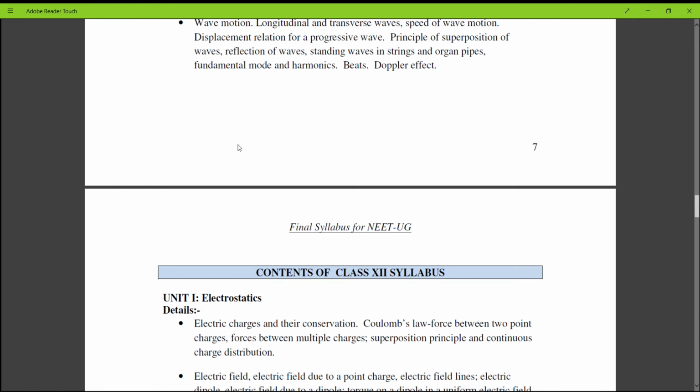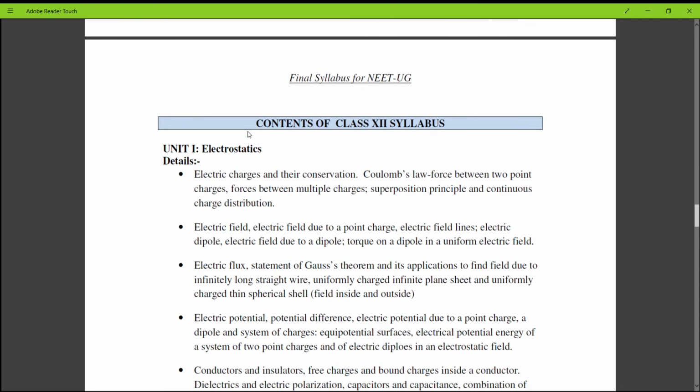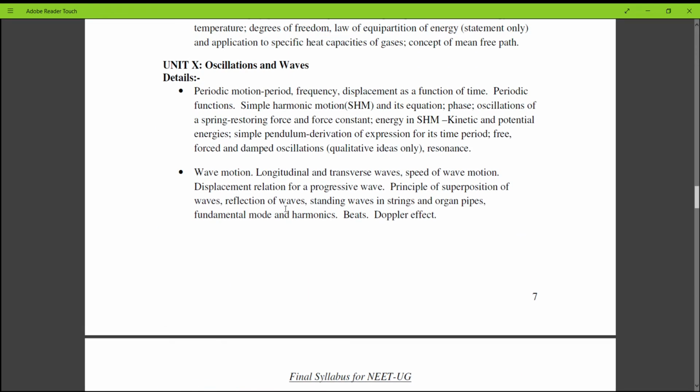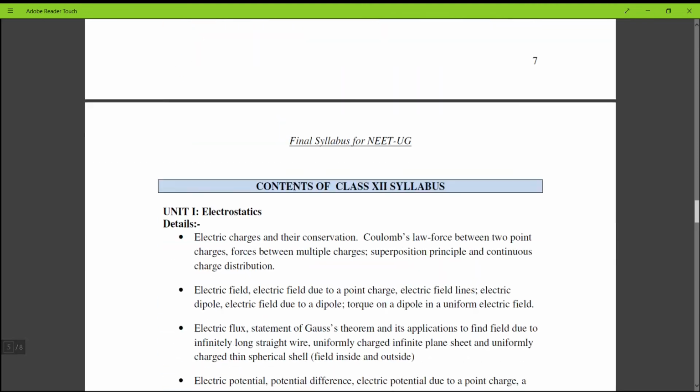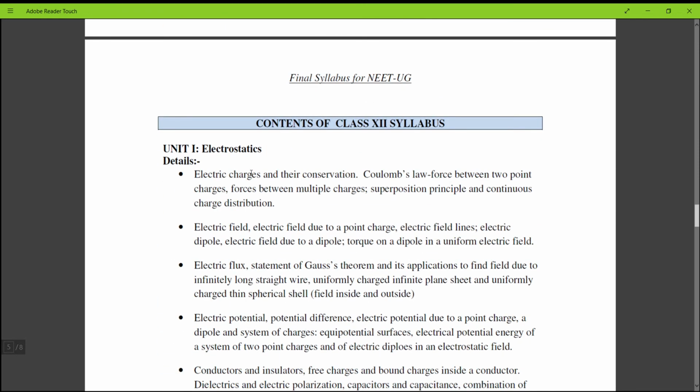So this was the syllabus for 11th class, all 10 units. Now we will see the 9 units of class 12. This was the syllabus of 11th class, total 10 units. Now we will see the syllabus of 12th class, total 9 units.